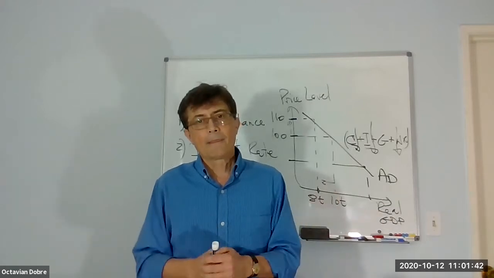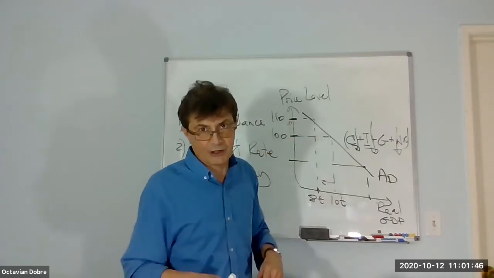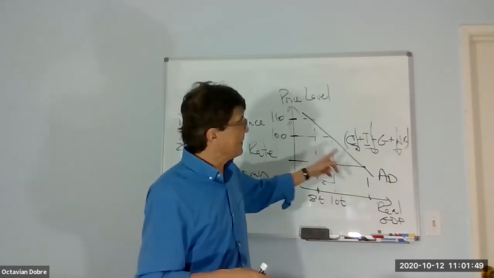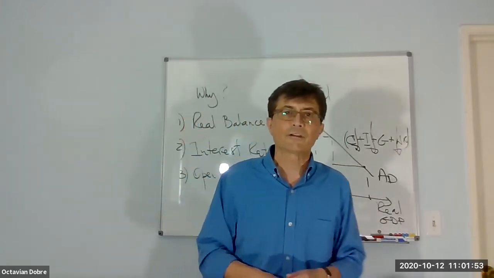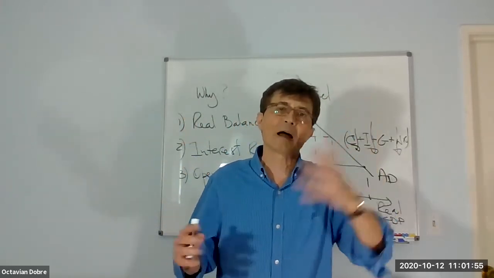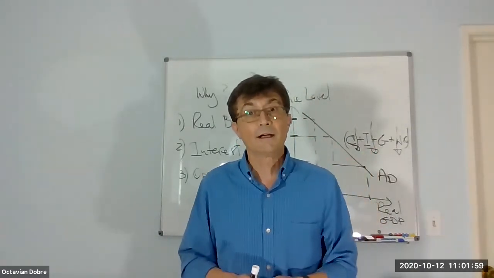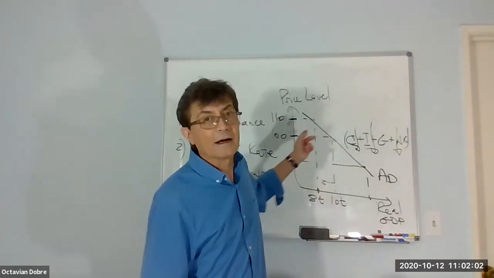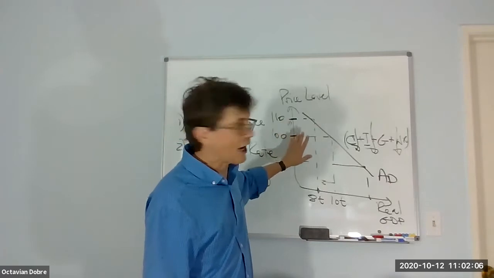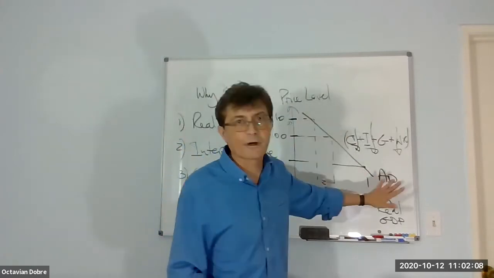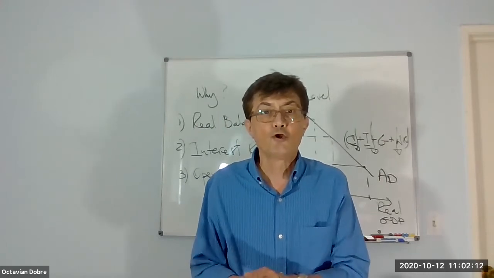Okay, now, if price level changes, quantity demanded of goods and services, or the value of the quantity demanded of goods and services, will change. If price level goes up, quantity demanded goes down. If price level goes down, quantity demanded goes up. But look at this graph. If the price level changes, did this aggregate demand change? And the answer is no.